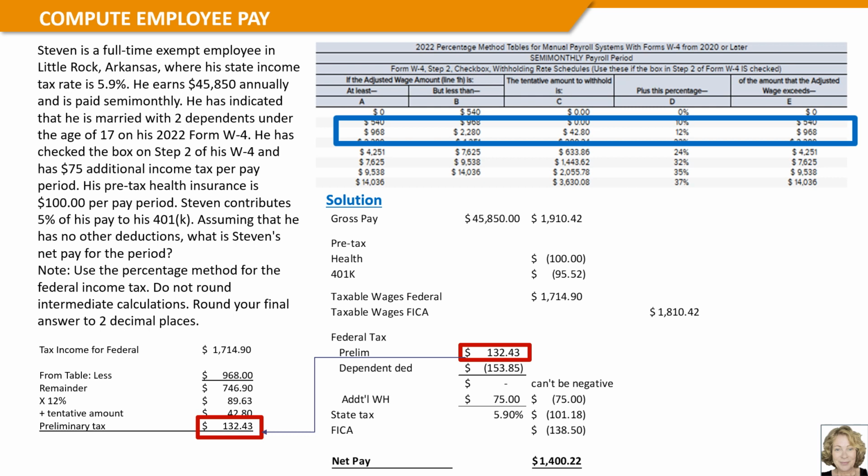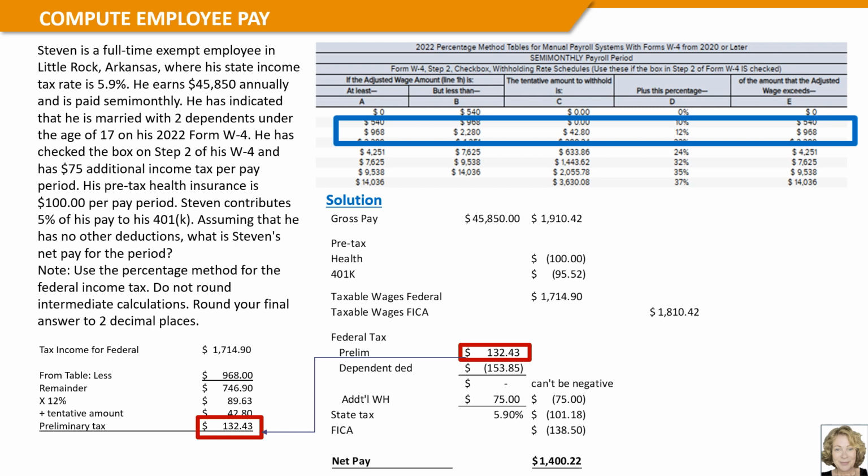Step 1 is calculating the gross pay by dividing the annual salary by 24 because Stephen is paid semi-monthly, which results in $1,910.42. Step 2 is to calculate the taxable wages for federal taxes, which means we subtract all pre-tax deductions for health insurance of $100 and 401k, which is 5% or $95.52.